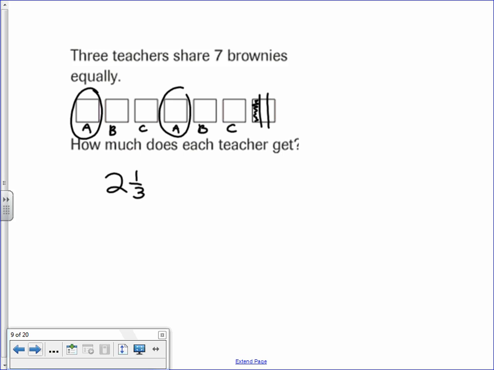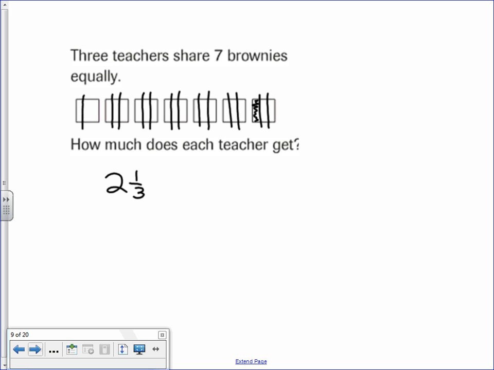Awesome job. The other thing you could have done is divide each of the brownies into 3 equal pieces. We're going to just imagine those lines are equal. And you could shade each one, 4, 5, 6, 7, and each teacher would get 7/3. But that's a little more difficult to divide, isn't it? 7/3.